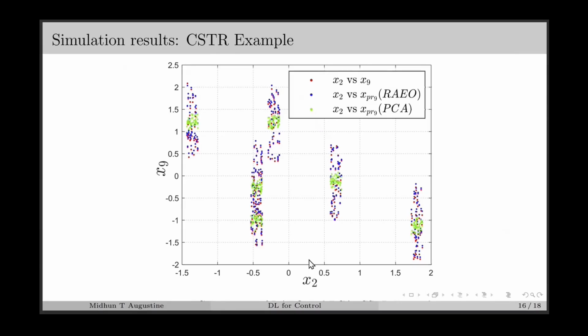Here we plotted X2 versus X9. The original data set is shown in red color, where we can see the data is varying along this range. X2 versus X9 predicted using PCA is shown in green color. And X2 versus the predicted X9 using the RAEO model is shown in blue color. So here we can see that the blue dots are able to capture the entire trend in the original data set, whereas the PCA based prediction has only a small range of variation. So it's not able to capture the entire trend in the data set. This means that if the original data set contains a large number of nonlinear relationships, either AEO or RAEO is a better choice for model extraction.